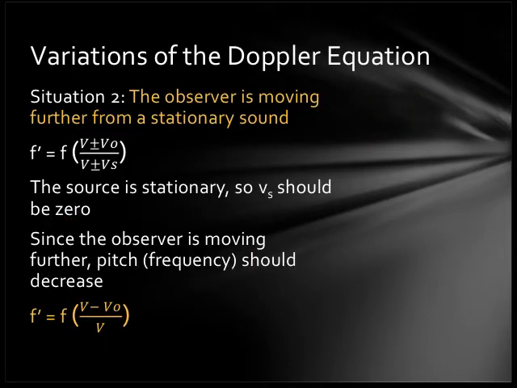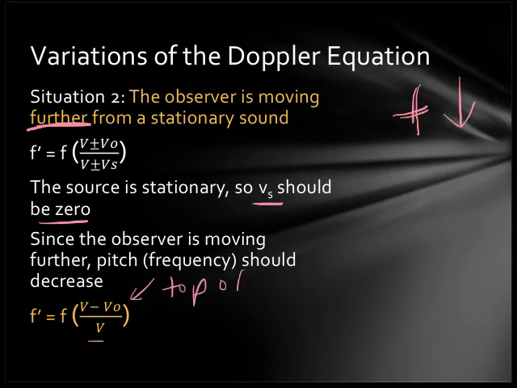So situation number 2. This time the observer's moving further from the stationary sound. So again, big thing to remember, our frequency has to be going down since they're getting further apart from each other. Again, source is stationary, so Vs is 0. Alright, and since the observer is moving away, the pitch should decrease, which means the frequency should decrease. So again, you just have the velocity of sound on the bottom, and then this time you subtract the velocity of the observer because you want to make the frequency smaller. Okay? The only reason you subtract is because this is on the top of the fraction.